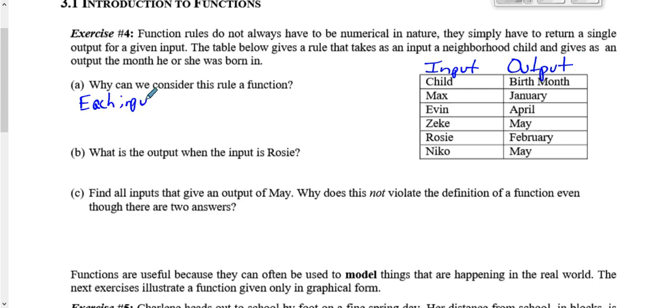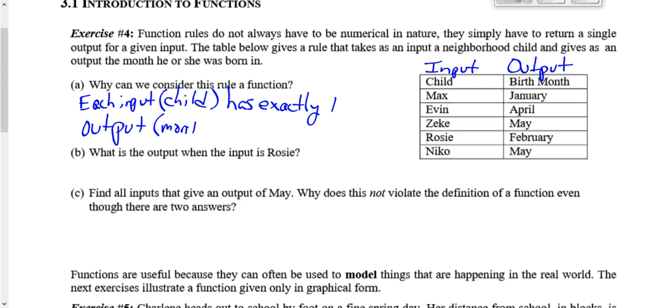in this case it's a child, right, has exactly one output. In this case, it's a month. Okay, so that rule is a function. So an output can show up more than one time, right? As long as they come from different inputs, right? Okay.